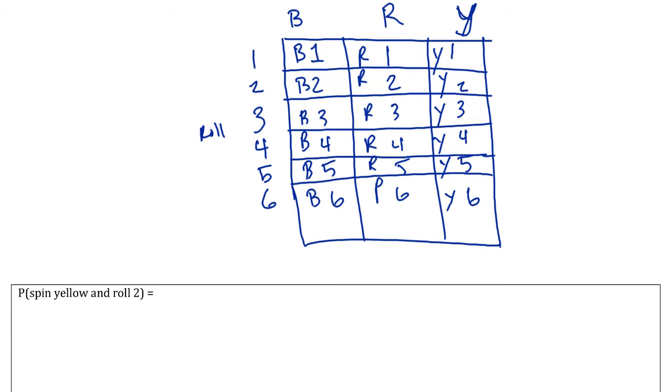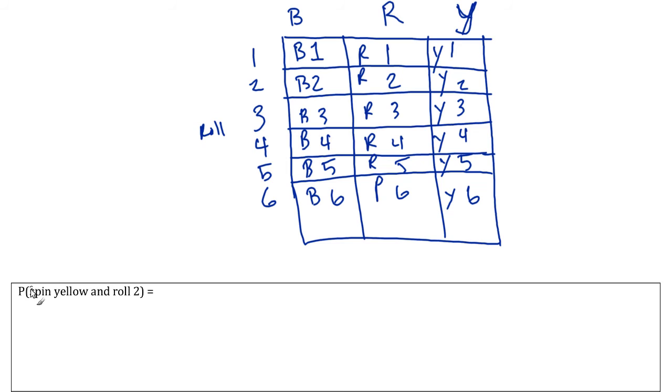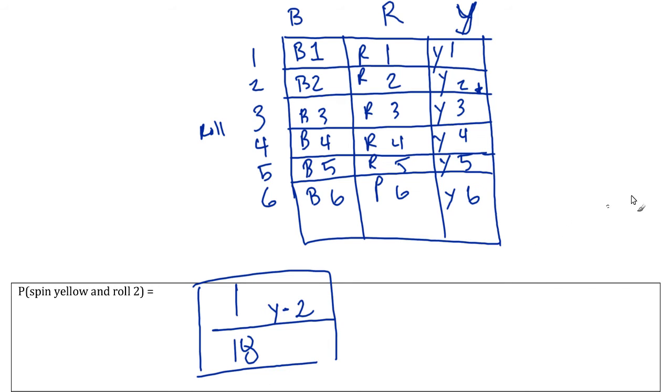Okay. So what's the probability of spinning a yellow and rolling a 2? It's only this one. Yellow and 2. So there was only one of those. Yellow 2 out of 3 times 6 is 18 possibilities. So there's a 1 out of 18 chance of that happening.